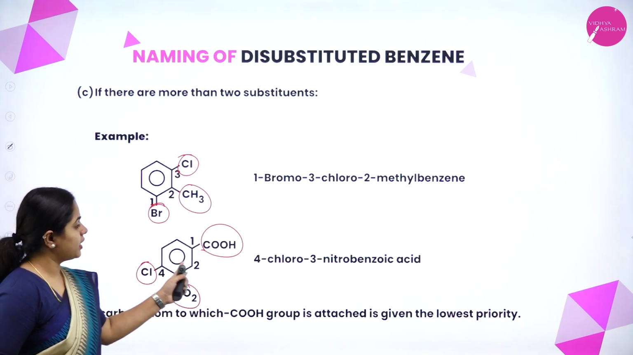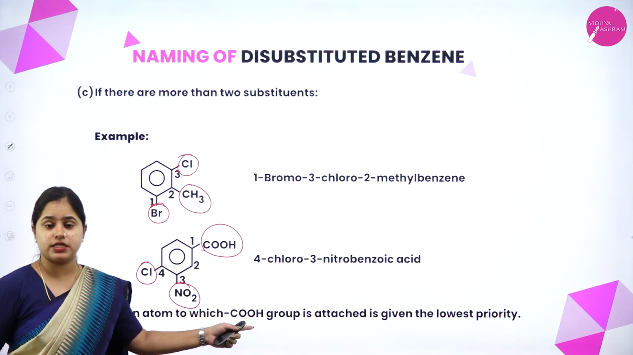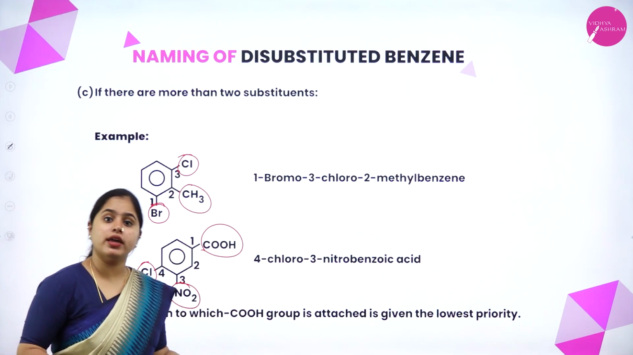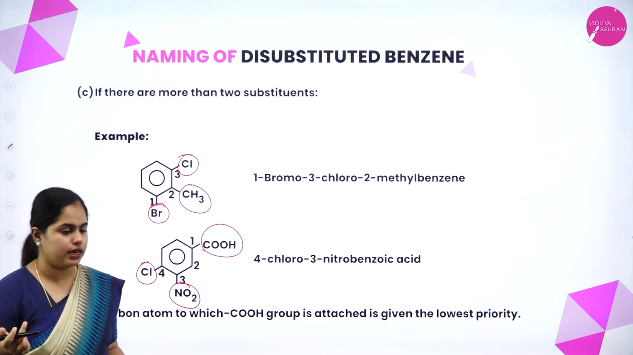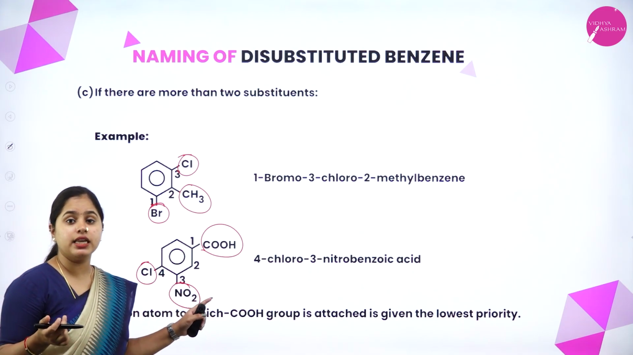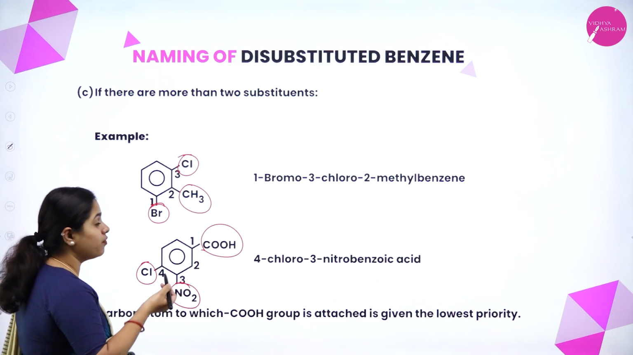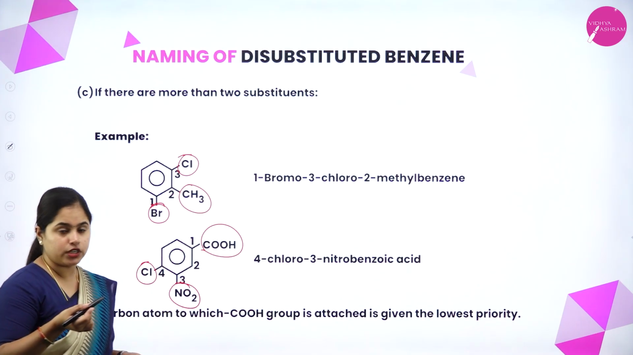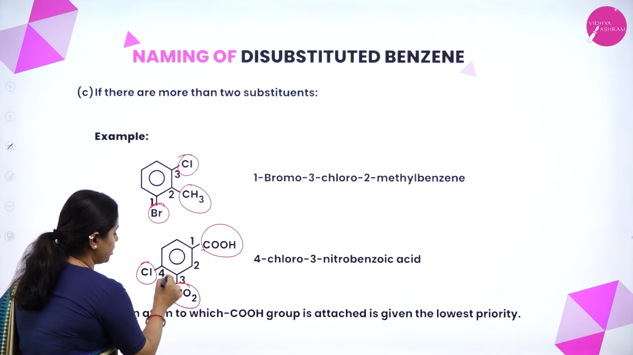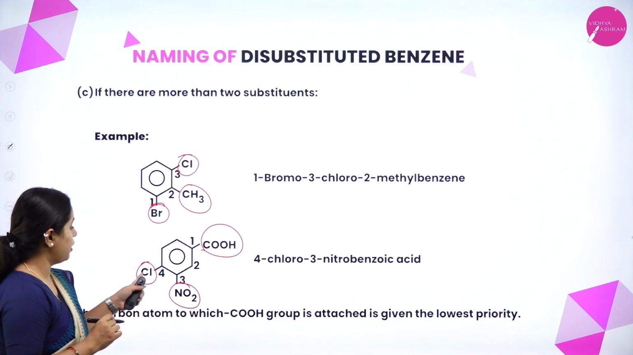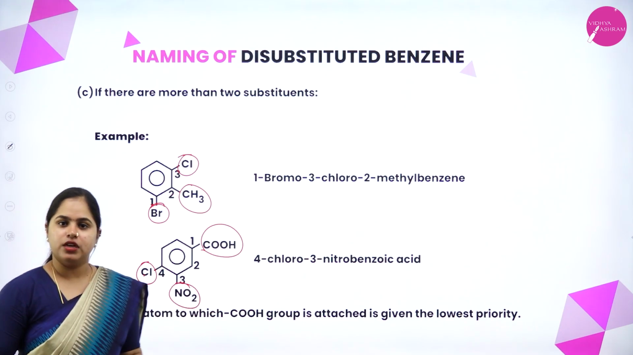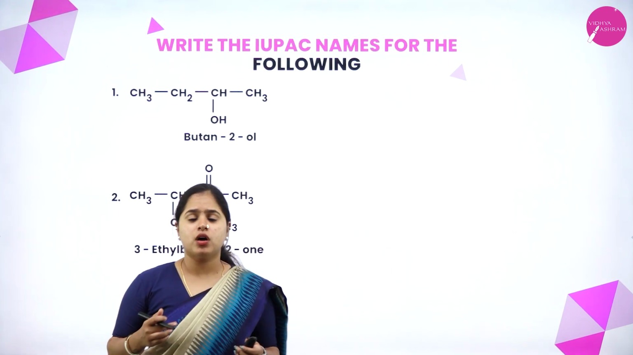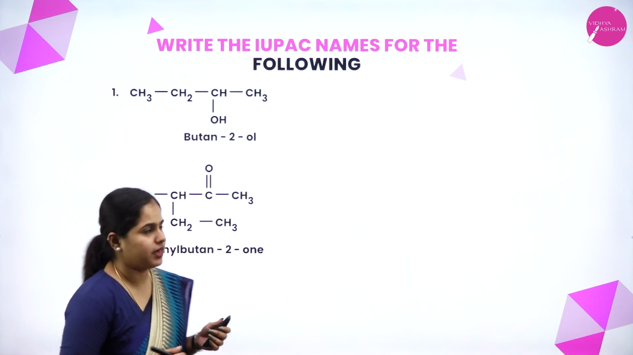So on the benzene ring, if there is a carboxylic acid present, yes, it is benzoic acid, right? So the suffix and the root word will be benzoic acid. Now these two are present as the substituents, right? So from where we should start numbering? From the functional group, right? So 1, 2, 3, 4. Okay, so it will be 4 chloro, 3 nitro benzoic acid. So I hope it is clear. So now let's see few examples based on this.